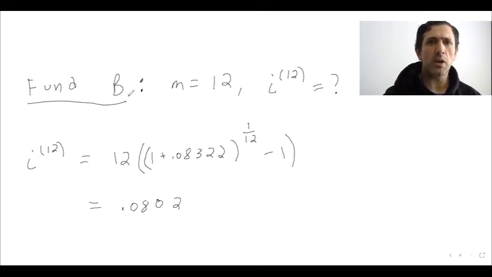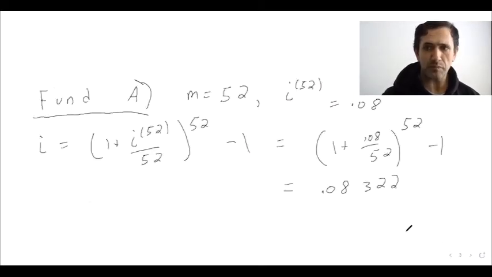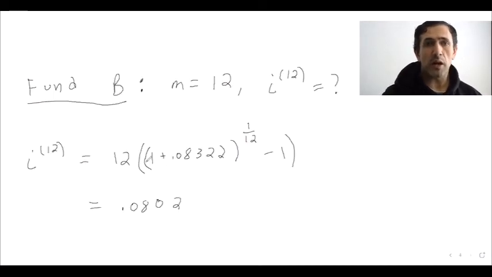Okay, so again, the practical meaning here is if Fund B offers any smaller monthly nominal interest rate, then the yearly growth of Fund B is going to be less than the yearly growth for Fund A. So to stay competitive with Fund A, we assume Fund B offers the same yearly growth as Fund A and figure out, therefore, what nominal monthly interest rate Fund B has to offer.